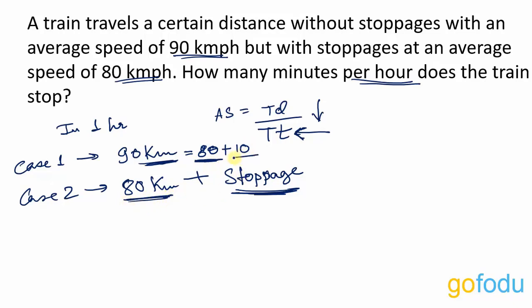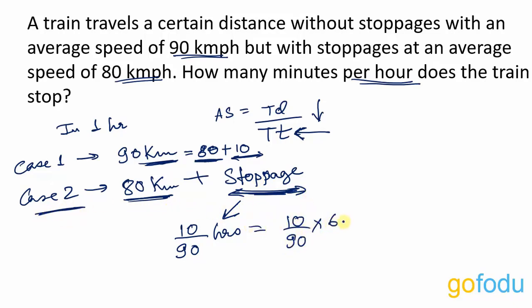But the time that the train took to cover these 10 extra kilometers is now converted into stoppage time. So basically, the time the train used to cover 10 kilometers at a speed of 90 km per hour, that is 10 upon 90, distance upon speed, these many hours is the stoppage time that the train is taking in case 2. This will be equal to 10 upon 90 into 60 minutes.